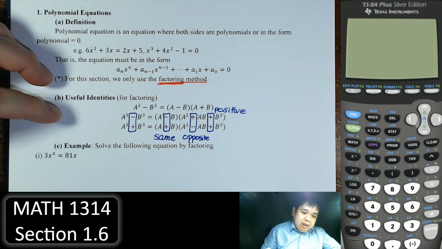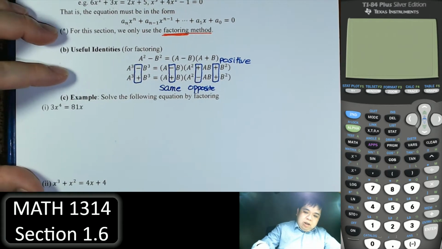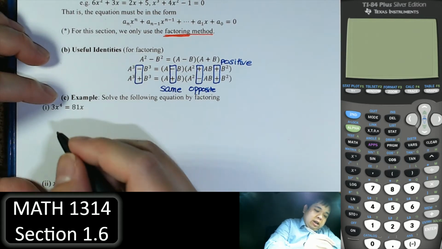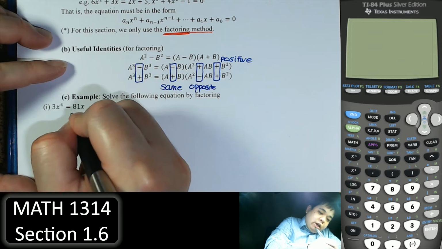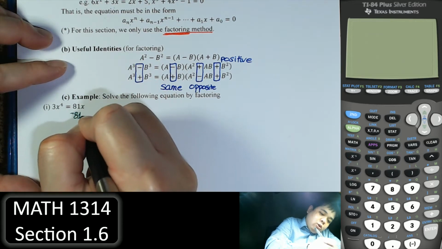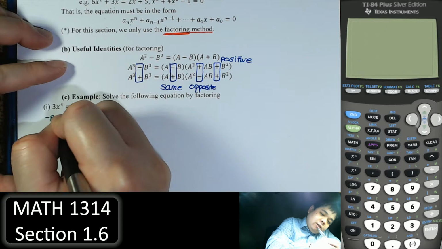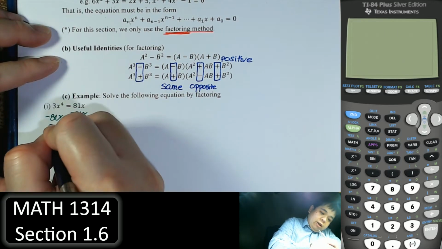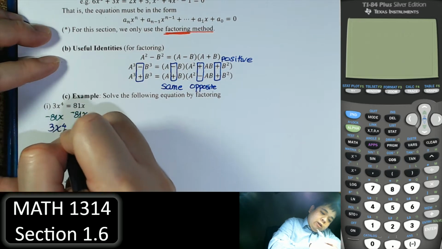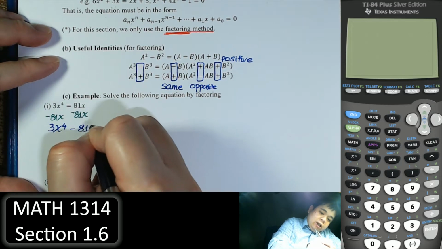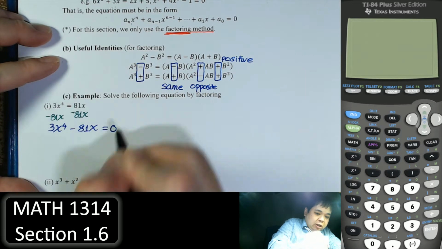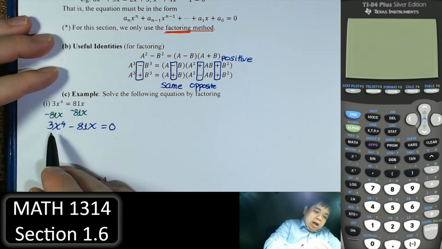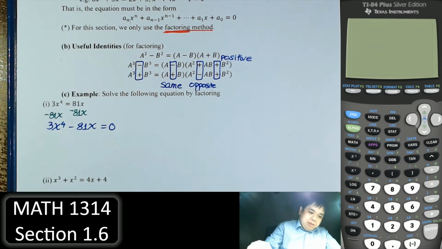Now let's look at the first example, 3x to the fourth power equals 81x. The first thing we can do is subtract 81x on both sides, and so we will have 3x to the fourth minus 81x equal to 0. Both of them have x and both are divisible by 3, so I can factor out 3x.